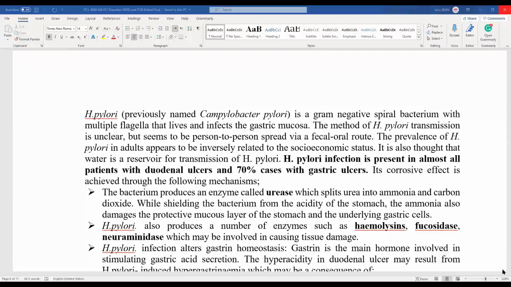So that is why in treating whether it is a peptic ulcer or duodenal ulcer, there is need to eradicate H. pylori. And of course, there are tests that can be done to confirm whether H. pylori is present or not. But most times, because of this information we have, that almost all patients with duodenal ulcer will have H. pylori infection, and 70% of the people with gastric ulcer will have H. pylori infection. Usually, the treatment involves eradication of H. pylori.